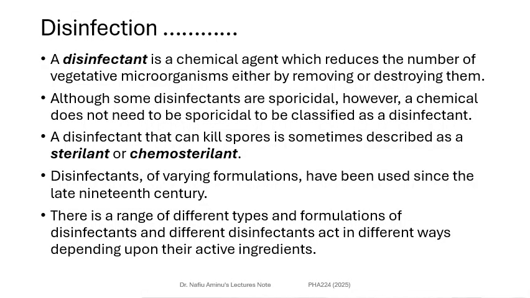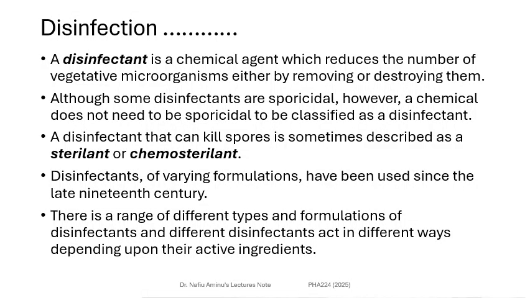Although some disinfectants are sporicidal, meaning they have the capacity to remove spores, a chemical does not need to be sporicidal to be classified as a disinfectant. That is one thing you must remember. A disinfectant that kills spores is sometimes described as a sterilant or chemosterilant. It is one of the terminologies we use to describe a disinfectant that is used for sterilization. So what this definition shows is that all sterilants are disinfectants, but not all disinfectants are sterilizing agents.